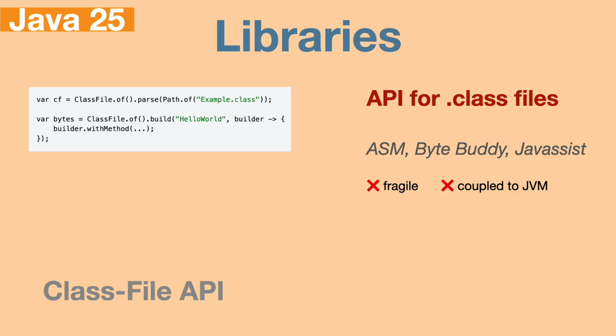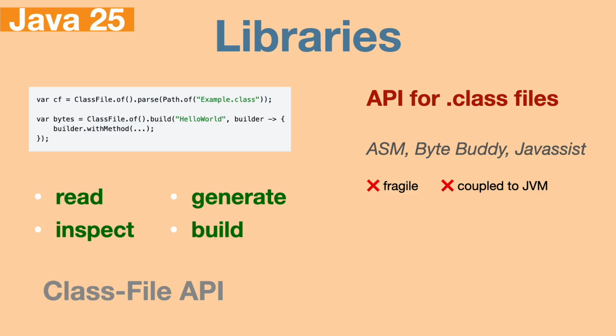Tools that automatically generate proxies, inject instrumentation, or weave extra logic at runtime all depend on understanding and modifying class files. Java 25 introduces its own class file library as a stable public API. Now developers can safely read, inspect, and generate class files or even build them from scratch. The API is type-safe, forward compatible, and maintained in sync with every JDK release, so it always understands the latest class file structures.